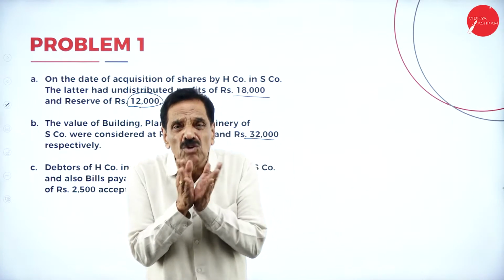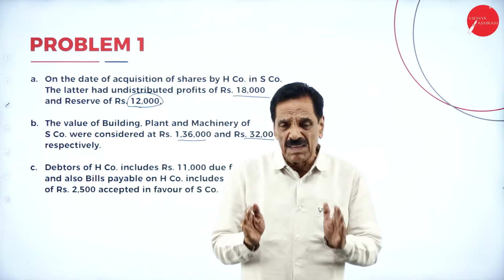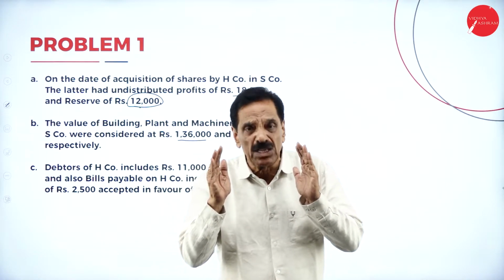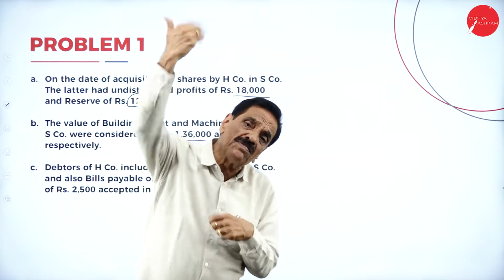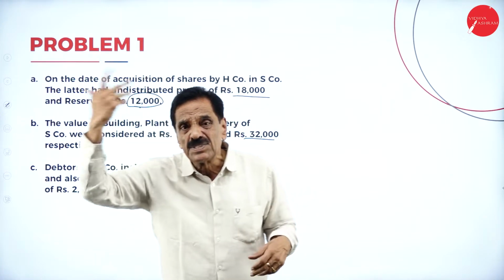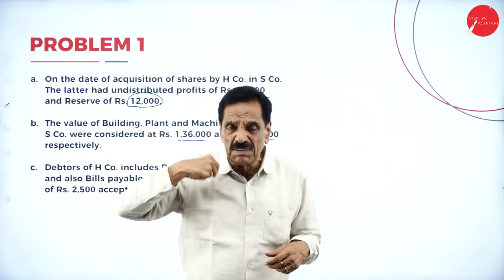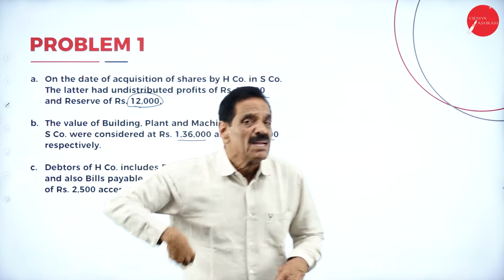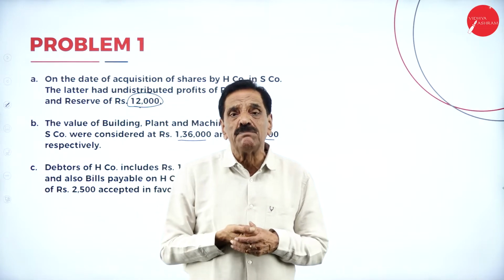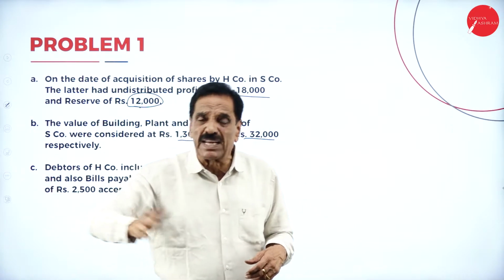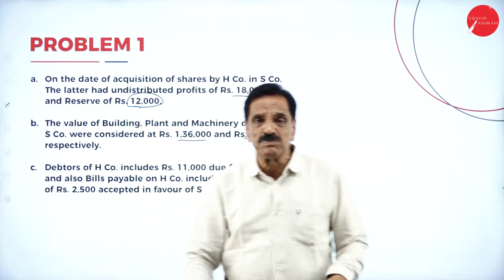Now, I am going to explain in detail. A holding company is one which holds more than 50% of the shares of the subsidiary company. So, what is a holding company? A holding company is one which holds more than 50% of the shares of the other company. The other company is called the subsidiary company.